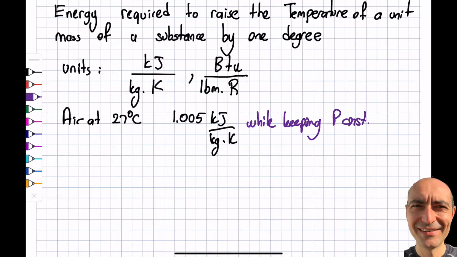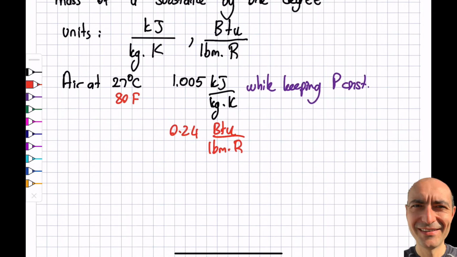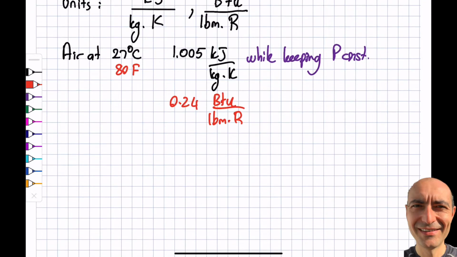I can also write the exact same thing. You can convert this, obviously you don't need me, but 0.24 BTU per pound mass times Rankine, right? Again, this is given at 80 Fahrenheit, okay? So you can see these. The important thing is keeping pressure constant, okay? So while I'm talking about keeping the pressure constant, why don't I look at this specific heat?